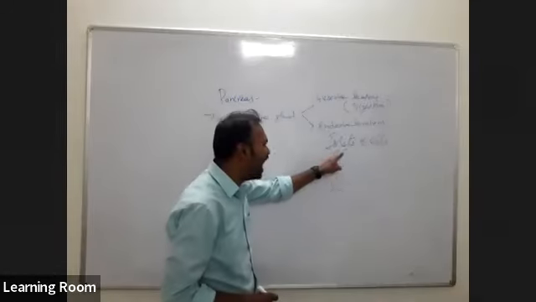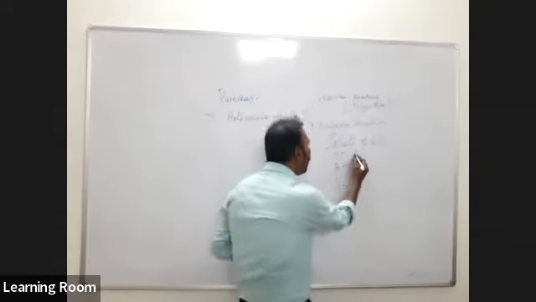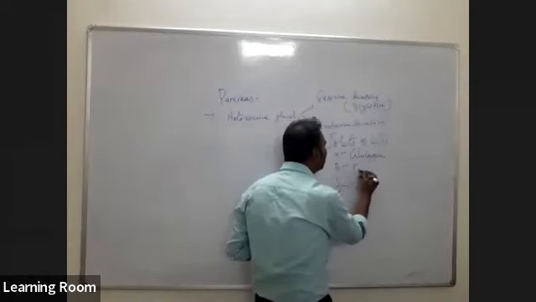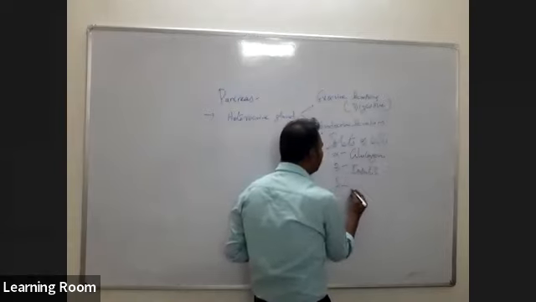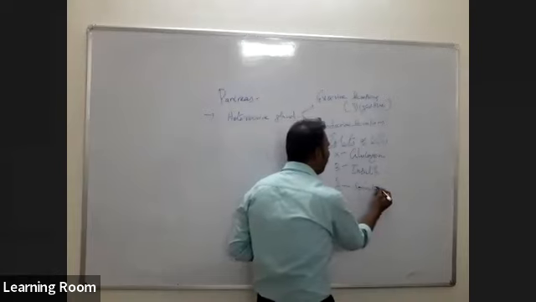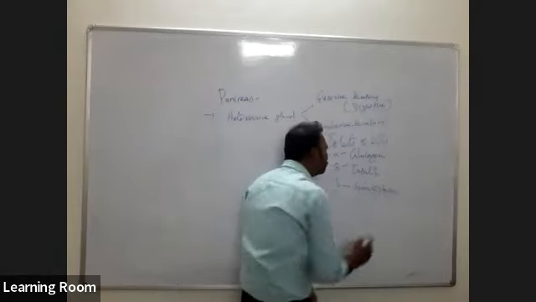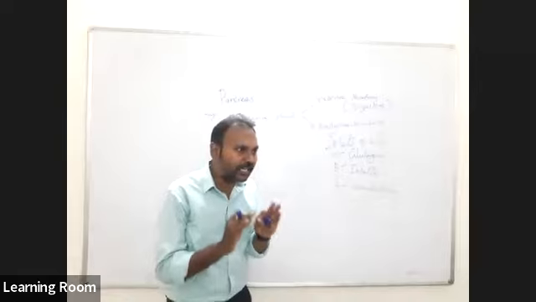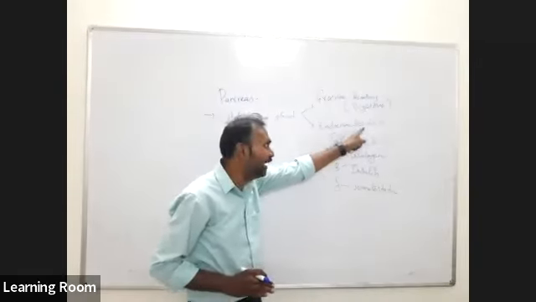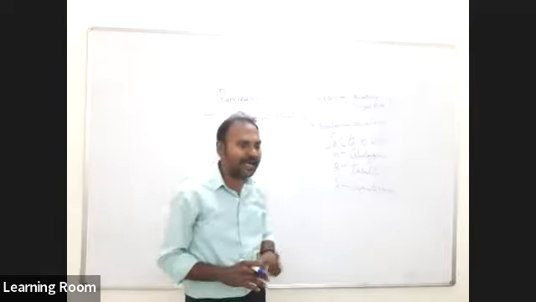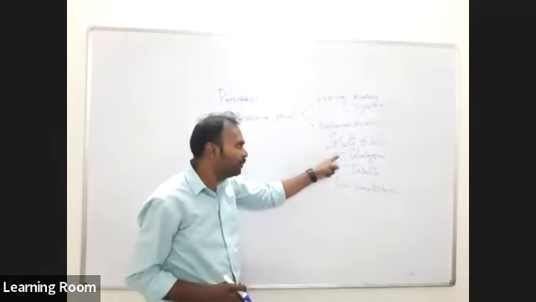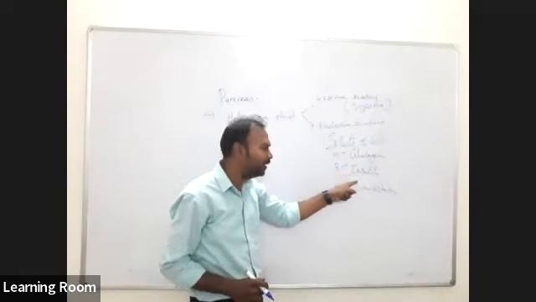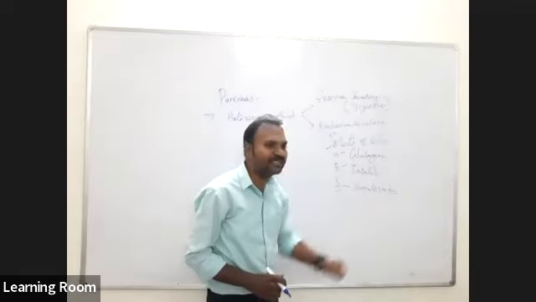The alpha cell secretes a hormone called glucagon. The beta cell secretes insulin. The delta cell produces somatostatin. What are the three important hormones of the pancreas as its endocrine portion? Alpha cell produces glucagon, beta cell produces insulin, delta cell produces somatostatin.